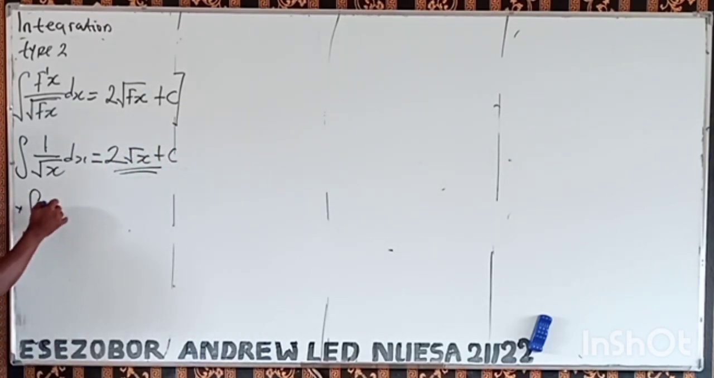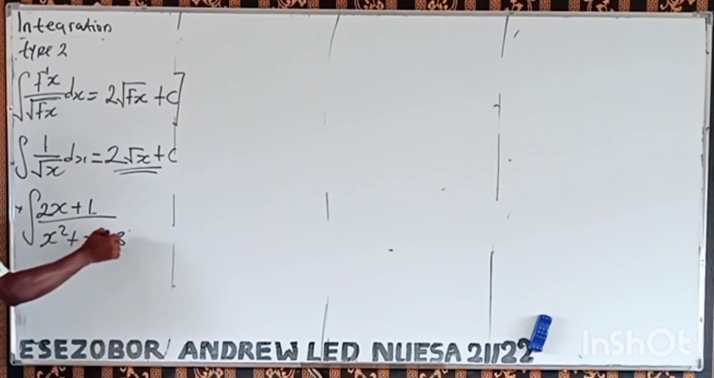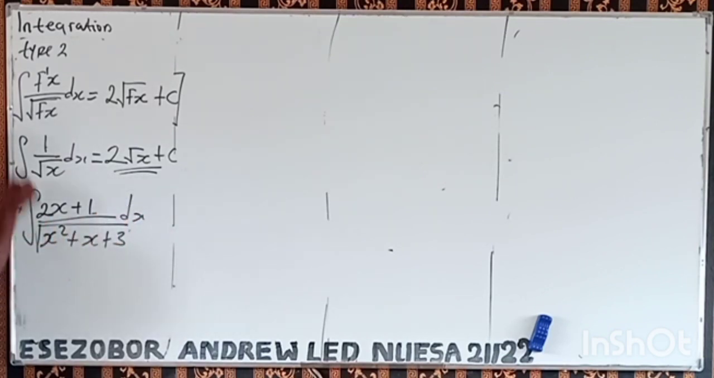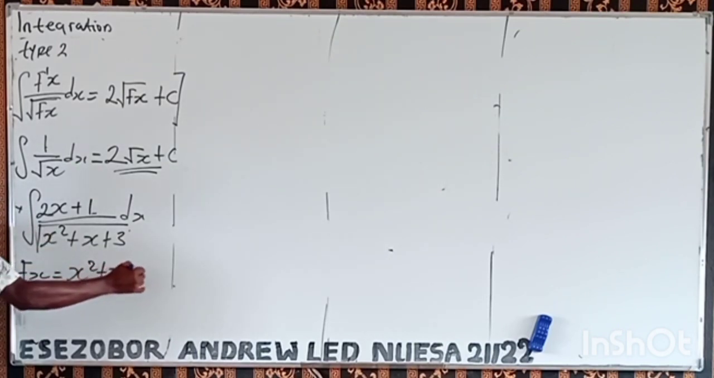So let's say we have number 1. Let's say we have the integral of 2x plus 1 all over the square root of x squared plus x plus 3 dx. And this one now has a square root. Remember, if you don't have a square root, you take log e of the base. Now check: what is the f of x here? f of x is x squared plus x plus 3.